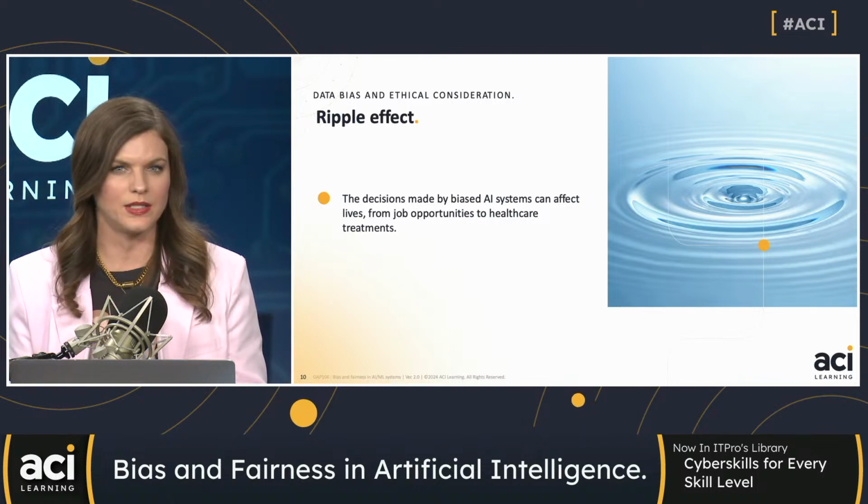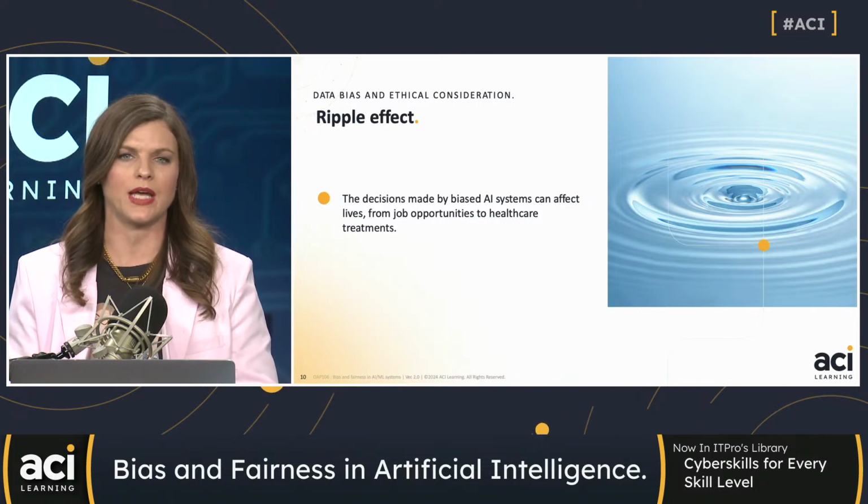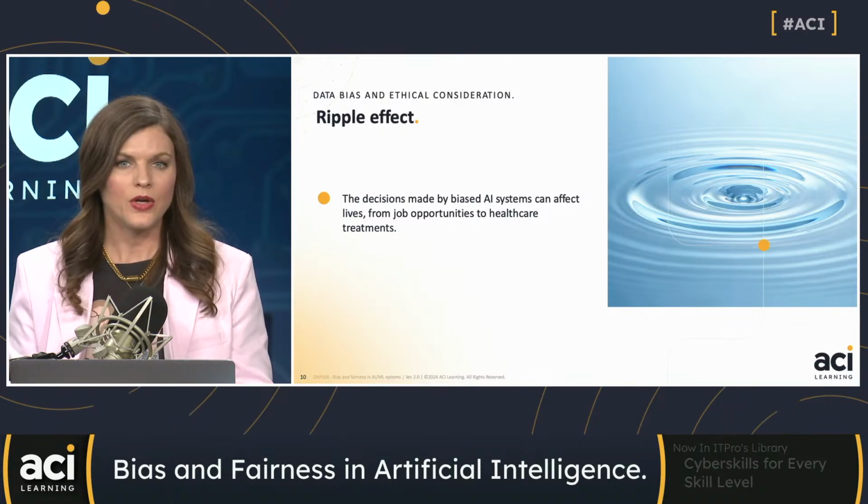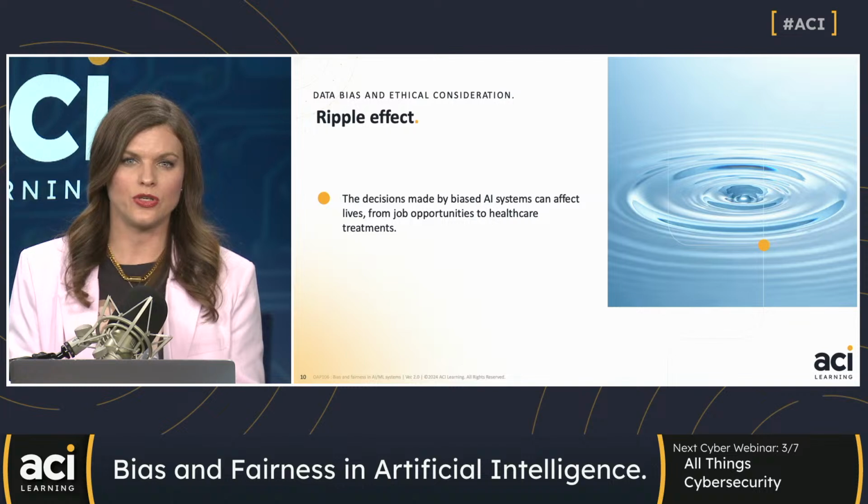Your family isn't able to get a mortgage. You're not able to get that loan that you wanted for your business. You're not able to get into the college that you want, or any college at all, because maybe that AI categorized you as a lower income.